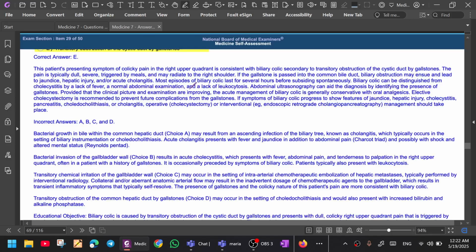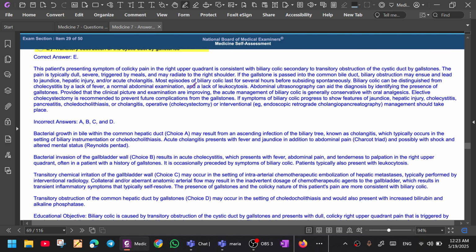Bacterial growth in bile within the common hepatic duct may result from an ascending infection of the biliary tree known as cholangitis, which typically occurs in the setting of biliary instrumentation or cholelithiasis. Acute cholangitis presents with fever, jaundice in addition to abdominal pain, Charcot triad, and possibly with shock and altered mental status.